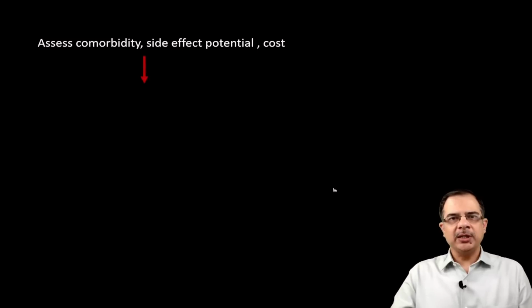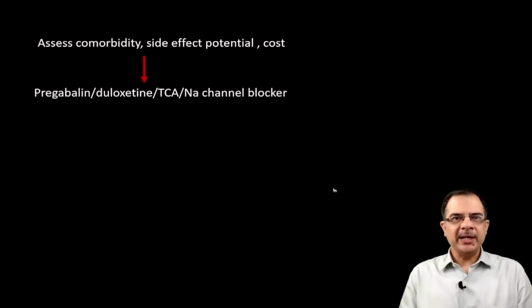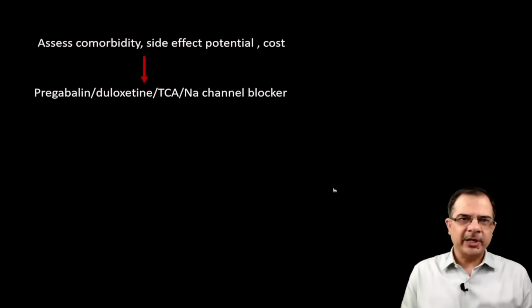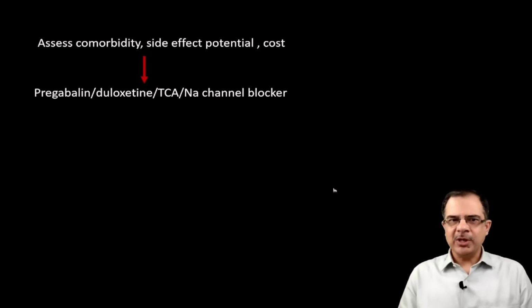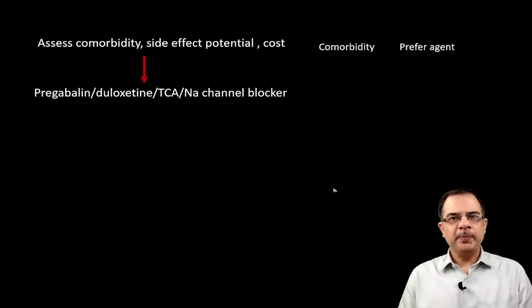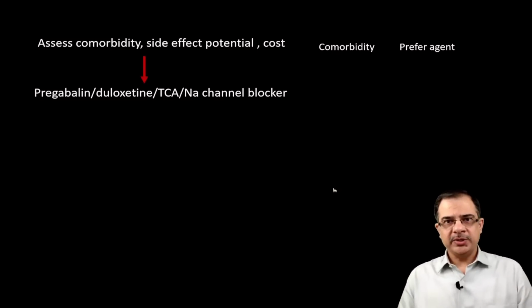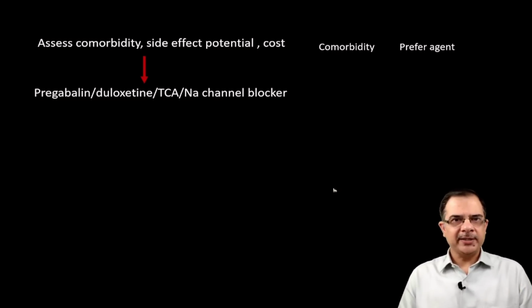Comorbid conditions: the patient has CHF, the patient already has a seizure disorder. So we have to look into that aspect. So we can choose any of these four agents as a monotherapy: pregabalin, duloxetine, TCA, amitriptyline or nortriptyline can be used, or sodium channel blockers. Now, what are these comorbid conditions and which agent should we prefer out of these four agents? And now this is an update in the latest edition of Harrison.